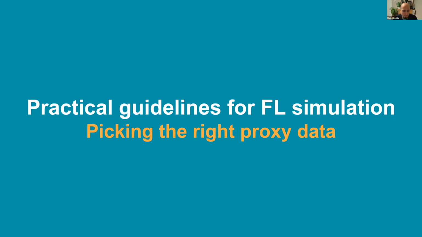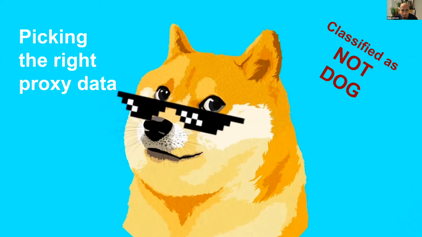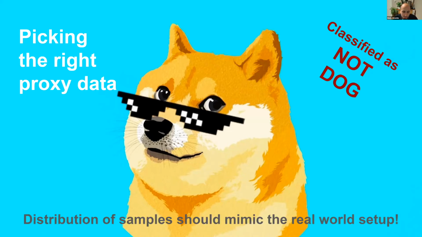The very first step on federated simulation is picking the right proxy data, okay? And here, to give an example, imagine that you are building a dog classifier, a simple binary classifier that simply says if something is a dog or not. And if you train it over a data set that has the dogs that you see here in an image, if then suddenly you go and try to execute your model in Asia and you see a dog like this, obviously your model is going to fail. So the very first rule is that your distribution of samples should mimic the real world setup.